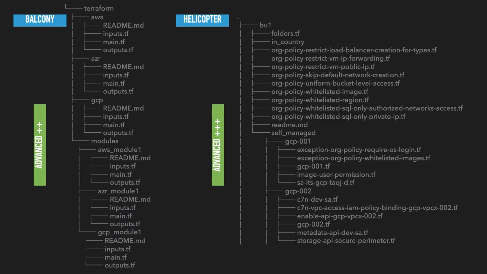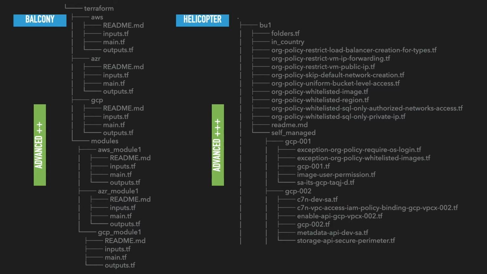So advanced plus, three pluses. When you are describing your organization, you're actually mimicking your business units in the organization. You have folders that correspond to your business units. Each business unit can have different organization policies, different networking, different sets of projects, and it really describes the whole organization. But here we have to keep one thing in mind.